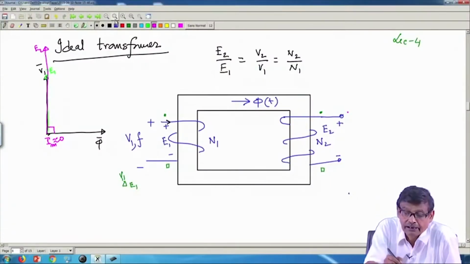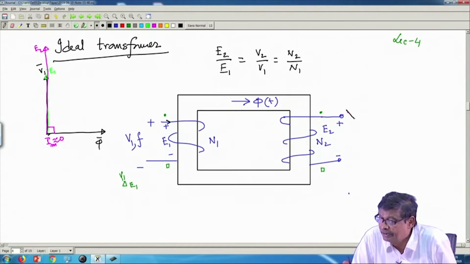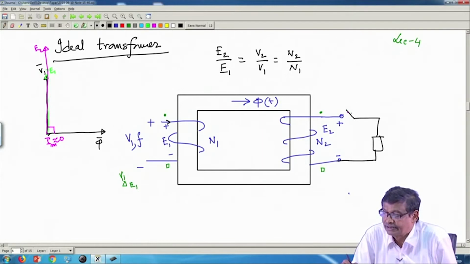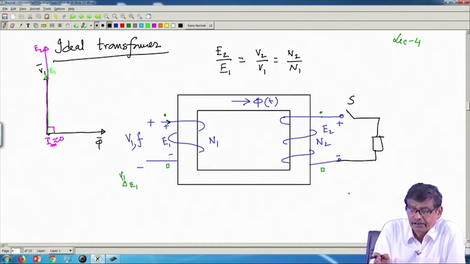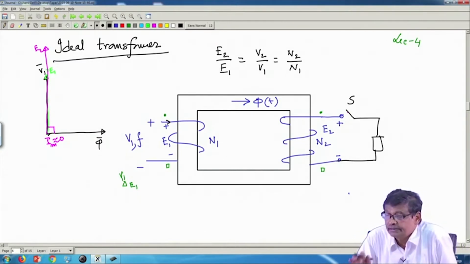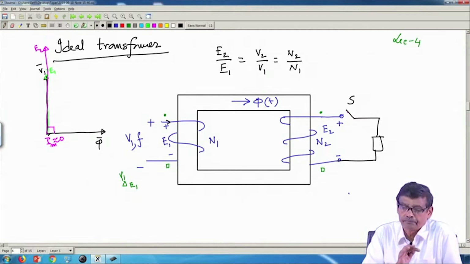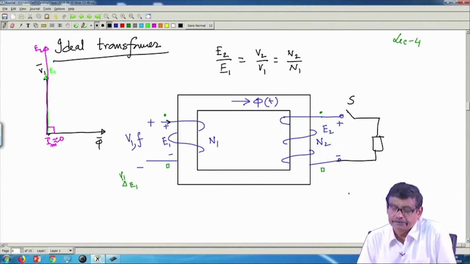What I am trying to tell you is, imagine that there is some load which is still open circuited, there is a switch. Our discussion till now was with S opened. Now, the question is what happens if I close S? Okay? That is very interesting.